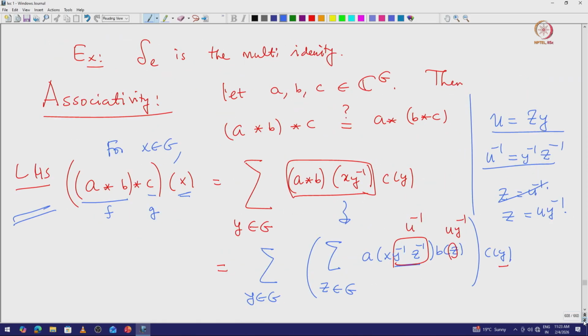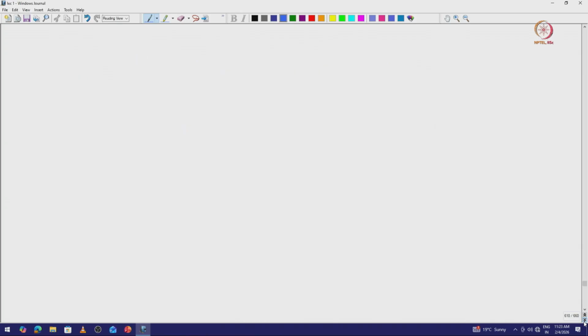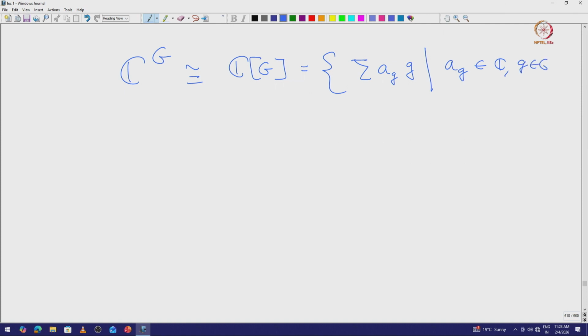Now, it is not very hard to see this algebra is naturally isomorphic to the group algebra C[G]. So, recall that the group algebra is the formal sum of a_g g with the coefficients a_g in C for all g in G, and the group multiplication on G will be extended to multiplication on C[G], that makes C[G] into an algebra, and this function space with the convolution product is indeed isomorphic to C[G].